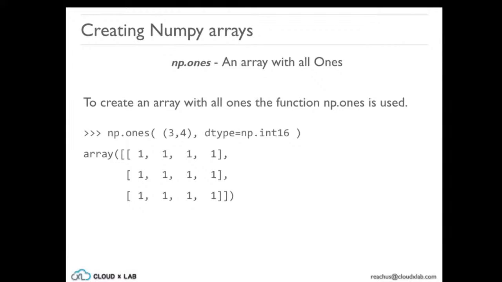So previously we used np.zeros to create a matrix or an array with just zeros. If you use np.ones, you can create a matrix that's all ones. Here we have created np.ones of size 3 by 4, so it's basically a matrix with 3 rows and 4 columns. The type of the variables you have defined is integer 16. That's an option which you could do.